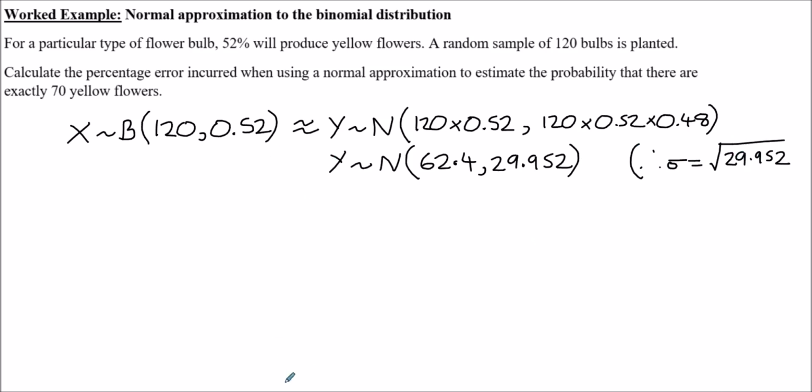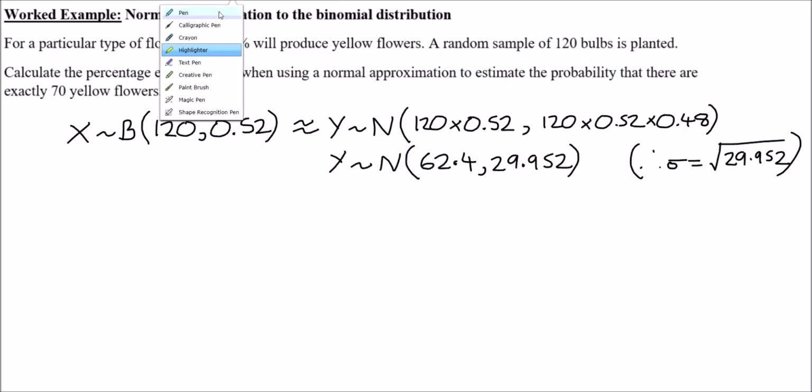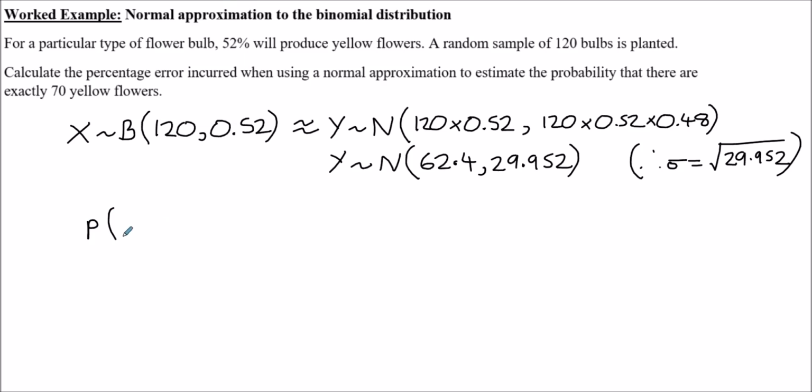So next, what we need to do is to consider how we're going to use this normal approximation to answer this particular question. If we wanted to use the exact binomial and arrive at the probability that there are exactly 70 yellow flowers, then we can do that using the binomial function on the calculator.